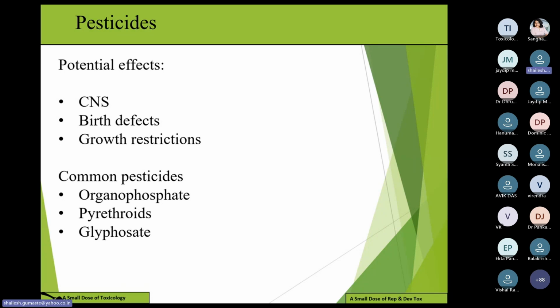Now, the second one is pesticides. Pesticides can be developmental toxicants, potentially harming fetal development and child health. Exposure to pesticides during pregnancy or early childhood may increase the risk of various adverse outcomes related to the CNS, birth defects, and growth restrictions. I am going to show this classical example. They are mainly about CNS, birth defects, low birth weight, and growth restriction issues.